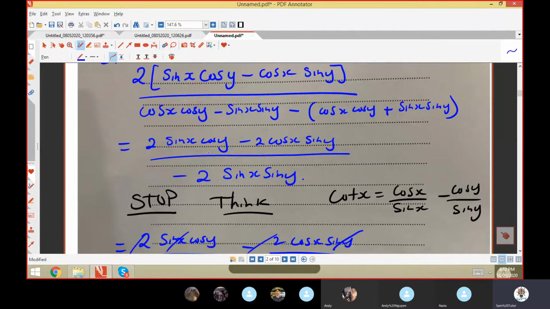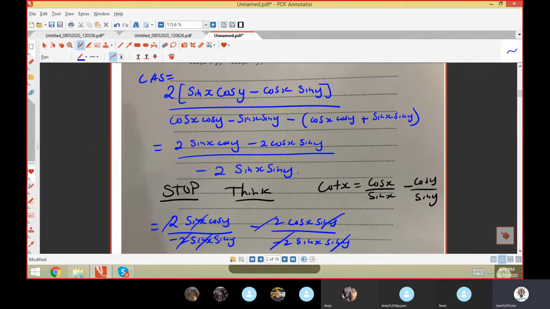Anyone have any questions about anything I've done? If you tried to do it from the right hand side and get to the left, I think you would have struggled because of the 2. Oh, but then you would have just divided everything by 2 anyways. Yeah, you could have also done that. If you stopped at this line here and decided to work on your right hand side, you would have got the left hand side anyways. That's fine as well. Okay, any questions?